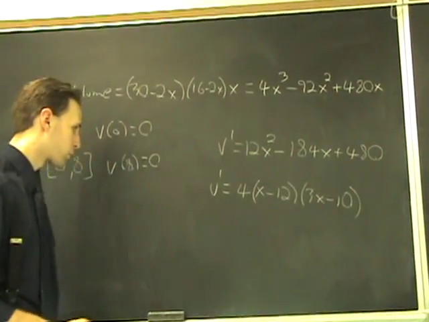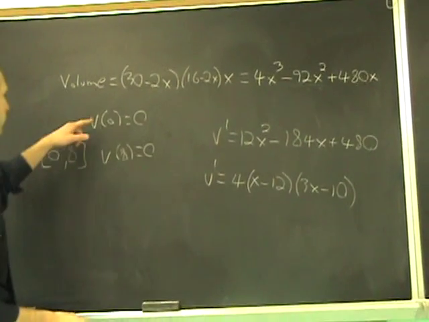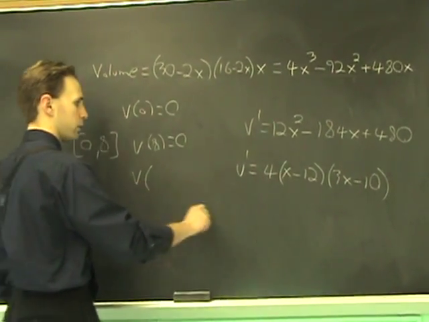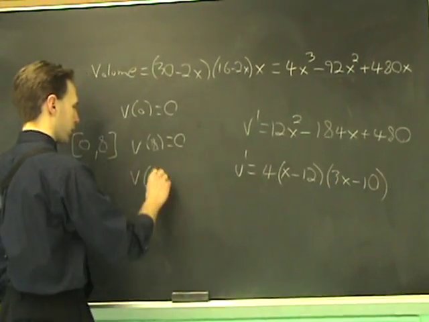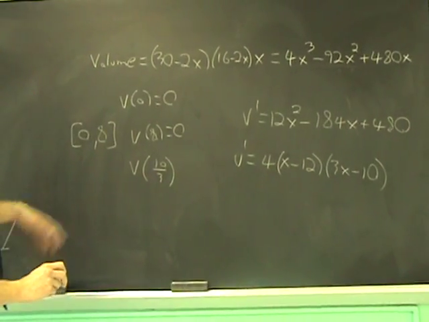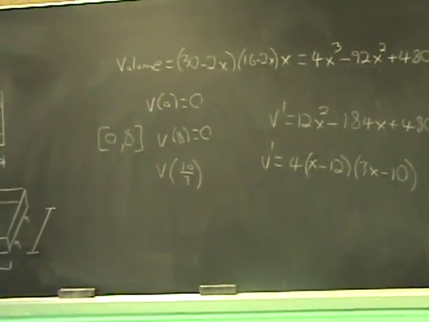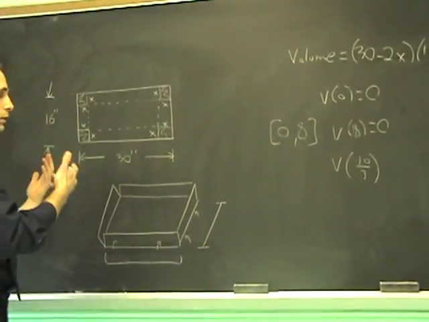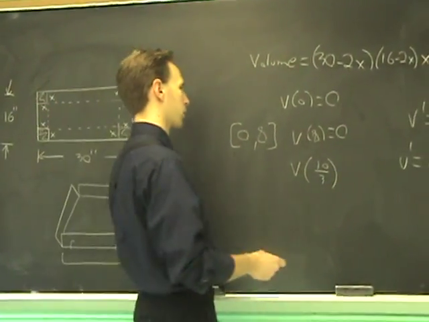So it appears we have two critical numbers here. So in addition to V of 0 and V of 8, we have to do V of the critical number 10/3. And we don't have to include 12 because 12 is not in the interval. We can't cut out 12. So it's just a meaningless number in the context of what it is that is going on.